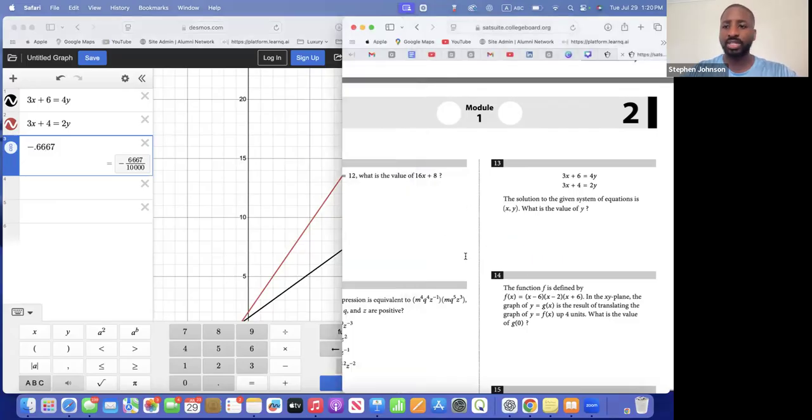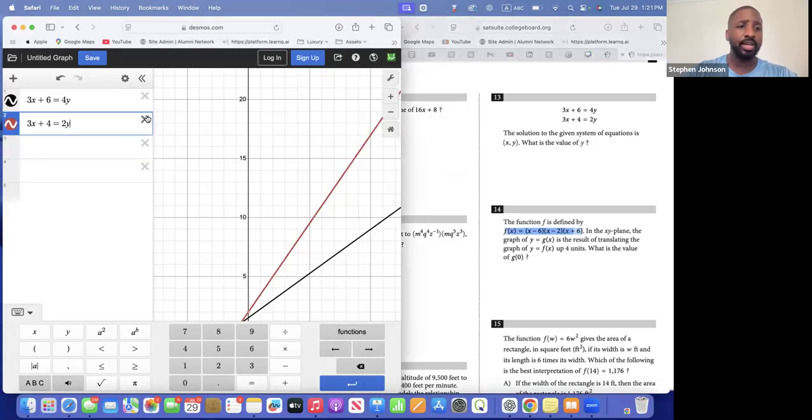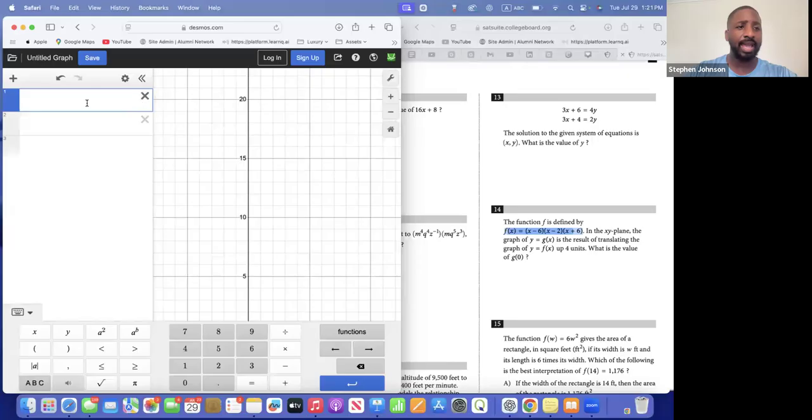Are there any other questions here? Number 14 is a yes. Number 14 does have an equation involved. So I would take a look at it and see if it's a Desmos question. The function f is defined by that. In the xy plane, the graph of y equals g of x is the result of translating the graph of y equals f of x 4 units. What is the value of g of 0? So I would actually do this one. Again, we're saying that really any question that has an equation in it, we're going to try Desmos. So let's just do that.